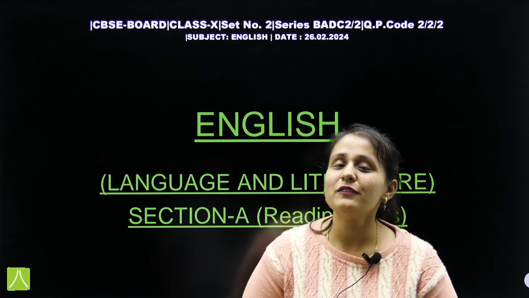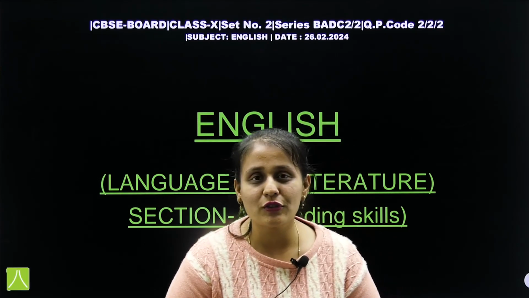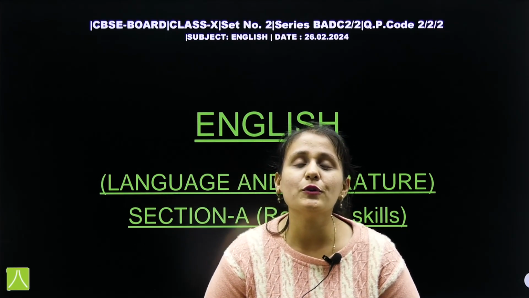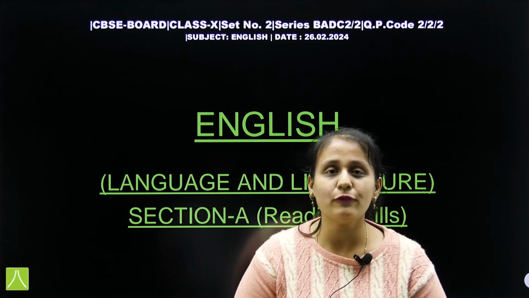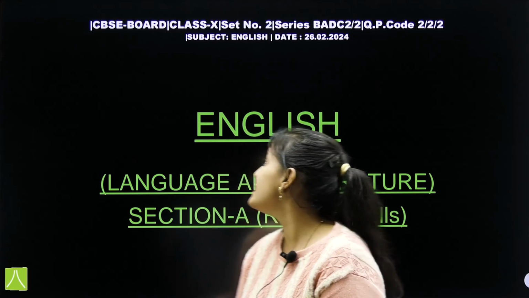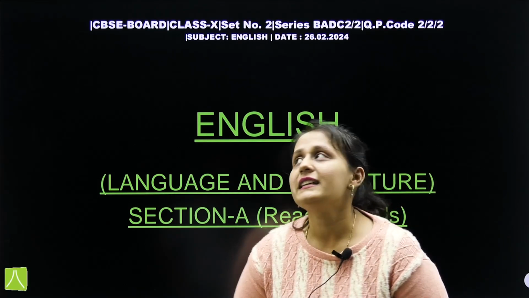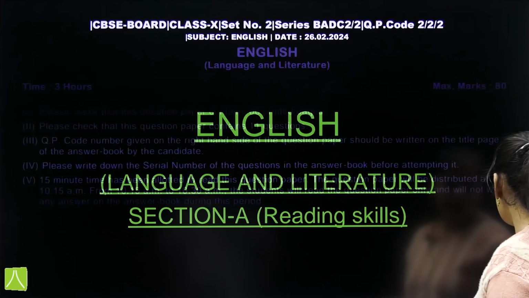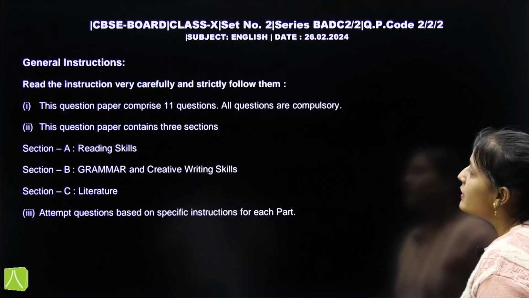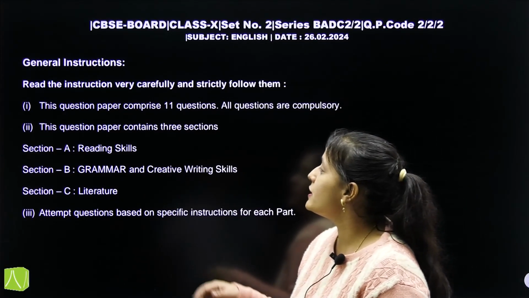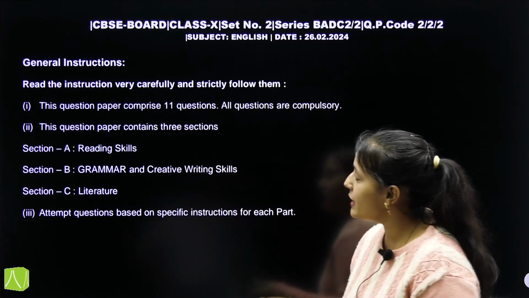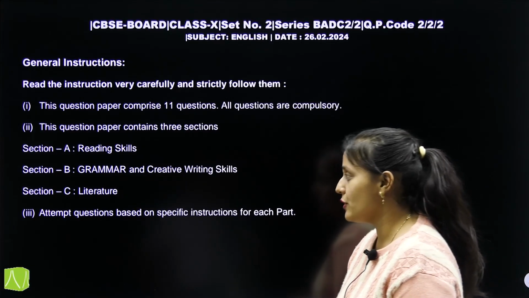Hello students, and today we are going to discuss the 10th board solutions with the paper which took place on 26 to 2024, and we are going to discuss set number 2 of English language and literature, and let's see how many sections are there. So there are 4 sections. The very first section is reading skills, second is grammar and creative writing skills, and section C is literature.